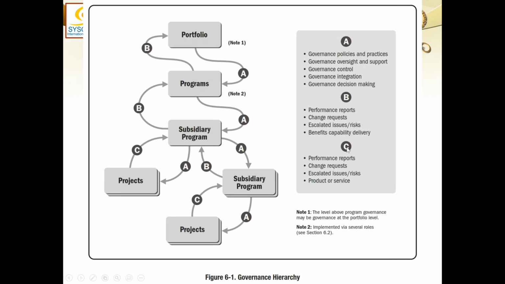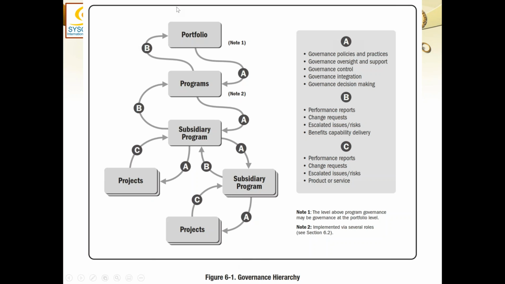Now coming over to C. C is the lowest level. The projects are giving back something to the next higher level. So naturally, they are providing the performance report, the change request, escalated issues and risks, and because they are projects and they do not have to deliver the benefits, projects will deliver the product, service, or result. So this probably will make you understand how the hierarchy of governance works.